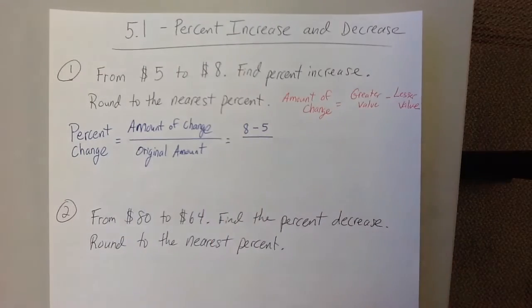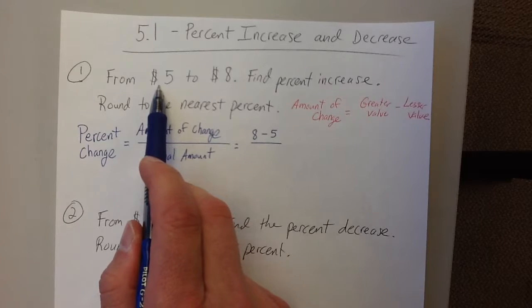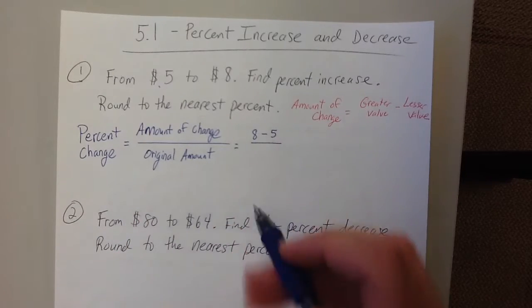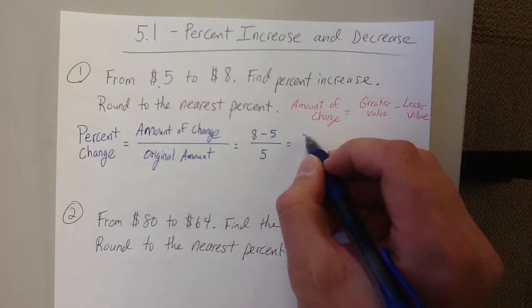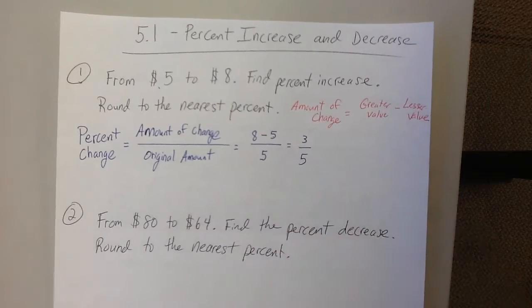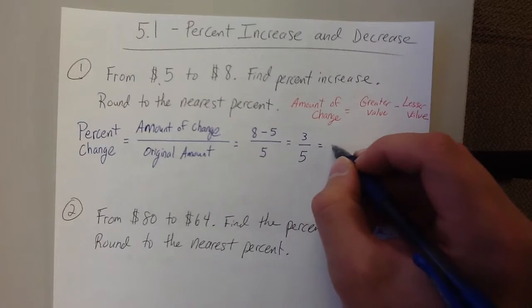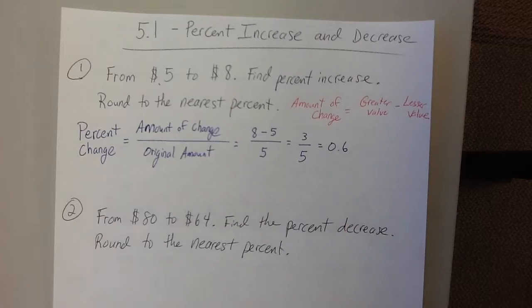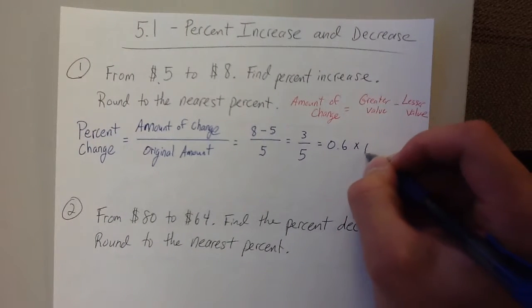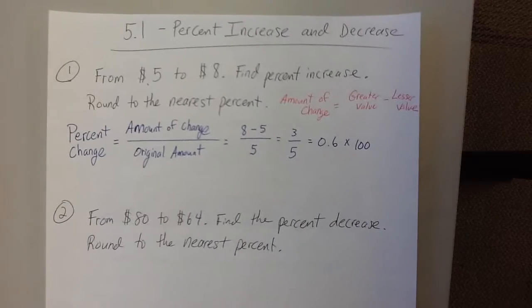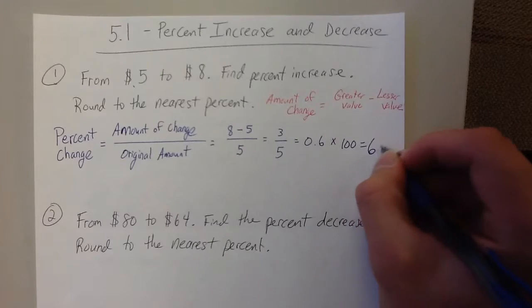I'm going to divide that by the original amount. The original amount is 5 because the price started at $5. So 8 minus 5 divided by 5. Okay, that's equal to 8 minus 5 is 3. My denominator stays 5. Now if I divide 3 by 5, I'm going to get 0.6. But since I'm talking about a percentage, I need to multiply this by 100 since percent is always out of 100. So I have 0.6 times 100, which is equal to 60%.